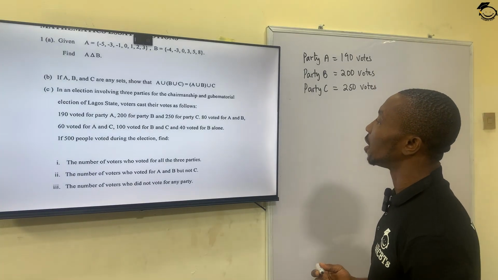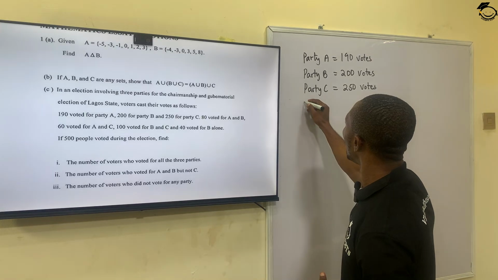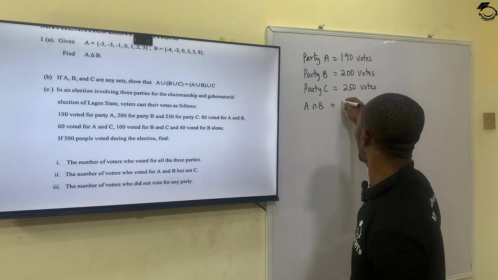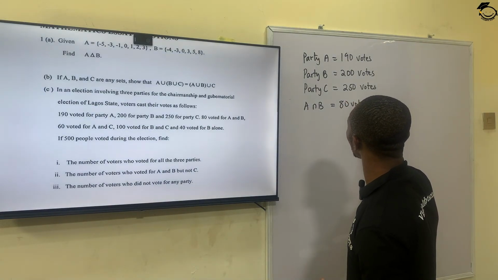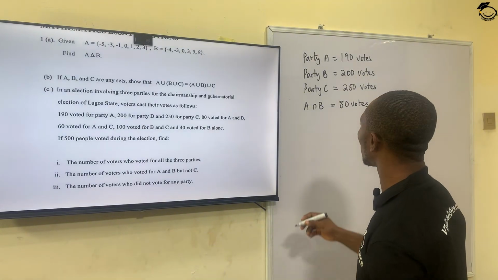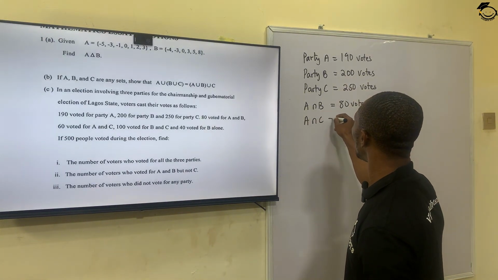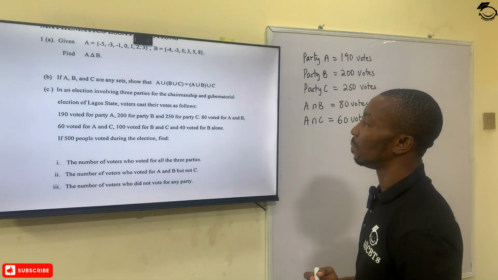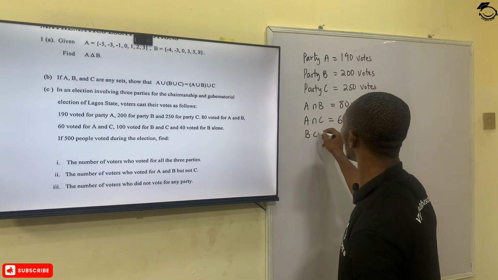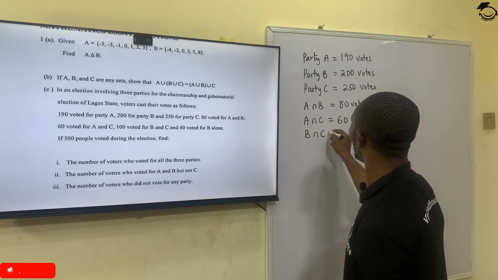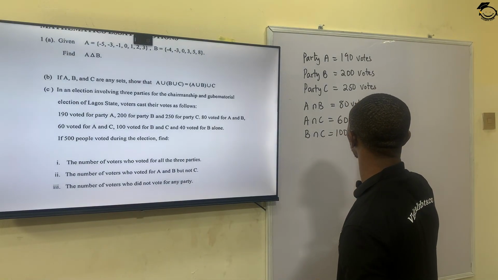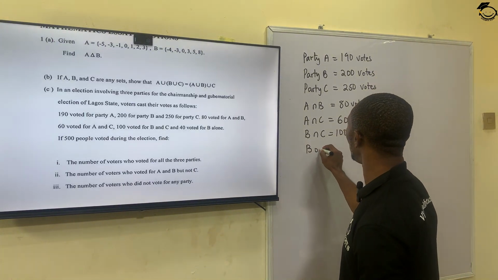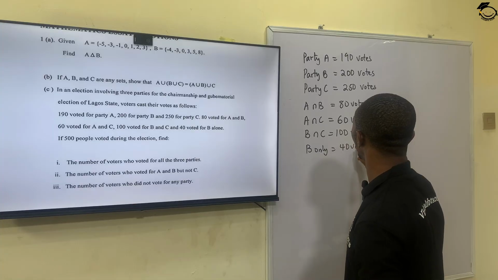Now, 80 voted for A and B. So A intersection B, we have 80 votes. For A intersection C, we have 60 votes. And B intersection C, we have 100 votes. Now, for B alone, B only, we have 40 votes.